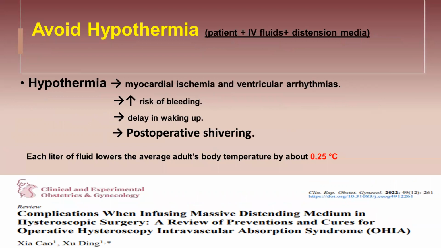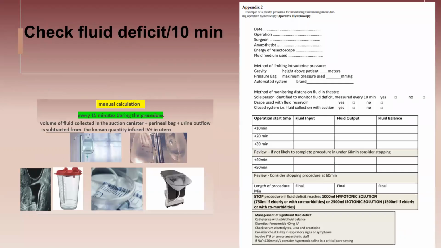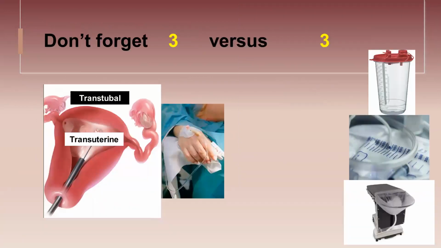And avoid hypothermia. Hypothermia from the fluids and distension media is very serious for the patient, because it may lead to myocardial ischemia, ventricular arrhythmia, increased risk of bleeding, delay in wake up of the patient, and post-operative shivering. And every liter that goes to the circulation of the patient is associated with a decrease in temperature by 0.25 degrees Celsius. So you have to minimize the hypothermia, and this is very important. And also you have to check the fluid deficit every 10 minutes in collaboration with the nurses and surgeons.